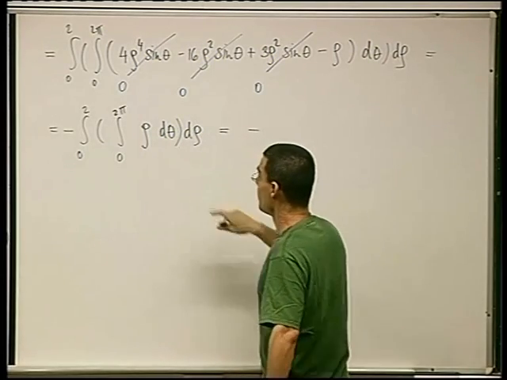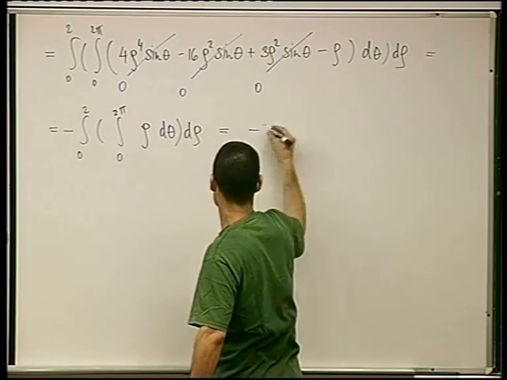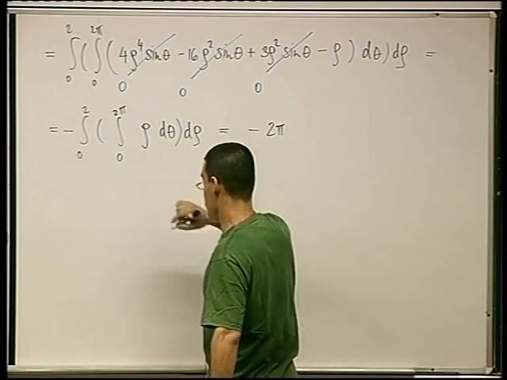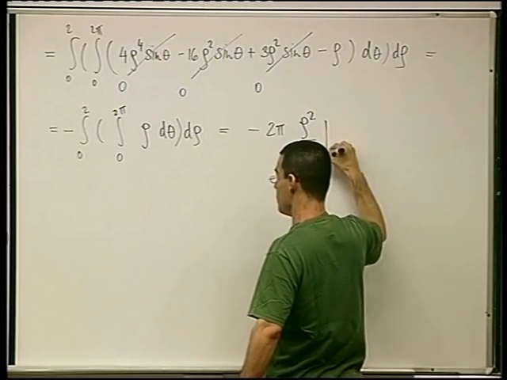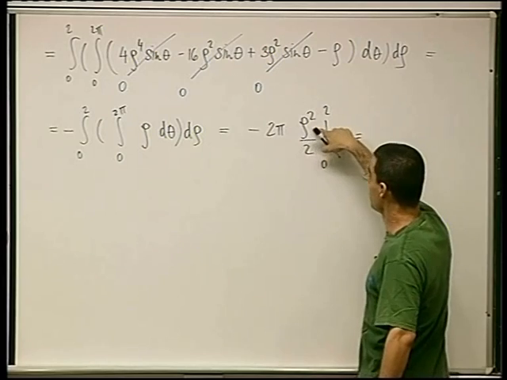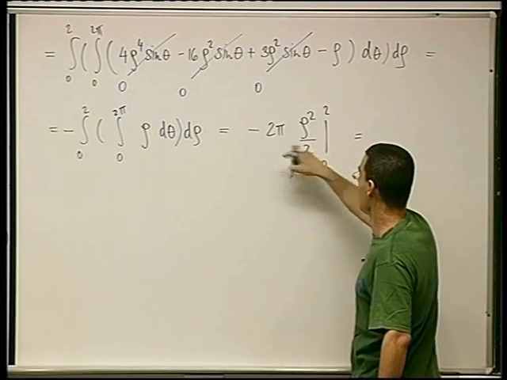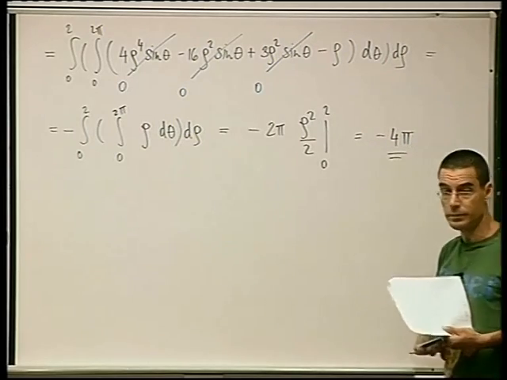So it's minus rho can actually move out, so I'm going to get 2 pi from the integral d theta, and then I'm going to get rho squared divided by 2 evaluated between 0 and 2. So I get 2 squared is 4, divided by 2 is 2, times minus 2 pi, I get minus 4 pi. Okay?